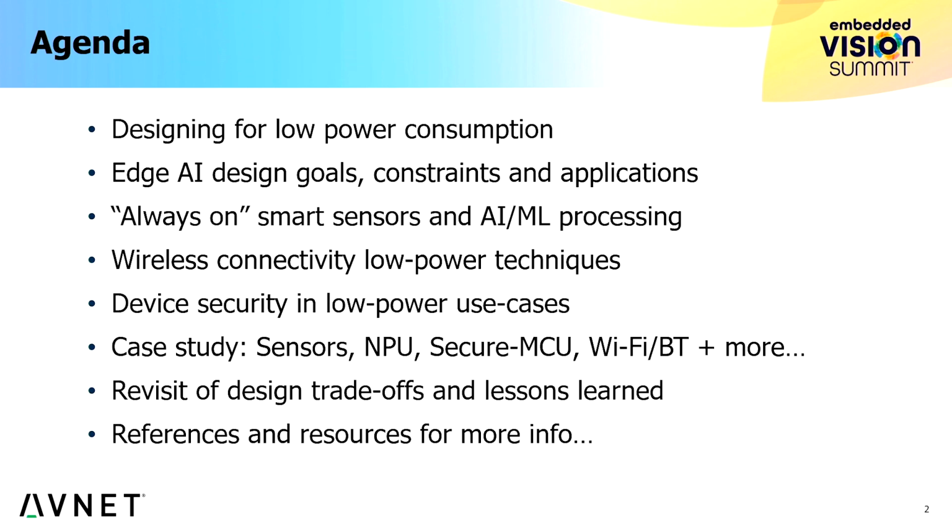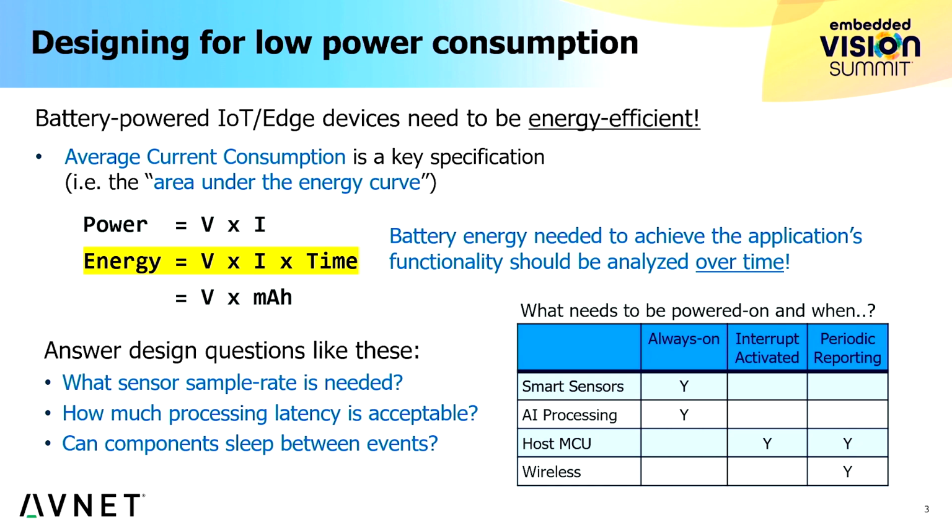So starting at the really basic level, obviously power is voltage times current, but it's much more than that. For a battery-operated application, you really want to look at it over time. Your power is not constant. Your device is doing different tasks. So my approach is to try and partition what's always on, what's interrupt activated, and what activities are periodic, and start categorizing and analyzing the power in those different categories.